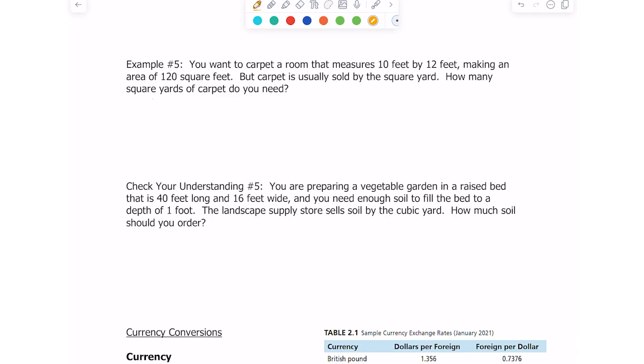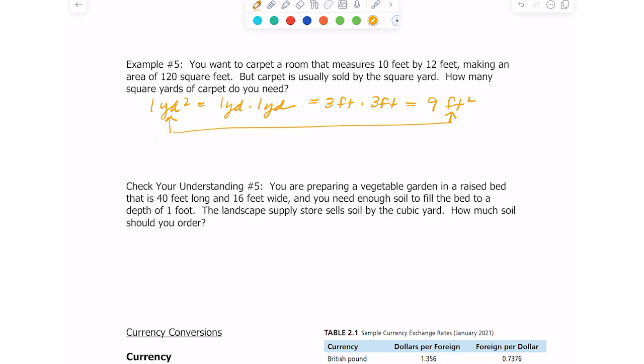Let's say you want to carpet a room that measures 10 feet by 12 feet, making an area of 120 square feet. But carpet is usually sold by the square yard. How many square yards of carpet do you need? Well, I know that 1 square yard, if I break it down, is really just 1 yard times 1 yard, just like in an earlier example, square feet was 1 foot times 1 foot. So it's a square that's 1 yard by 1 yard. Well, I also know that there's 3 feet in a yard. So really this is just 3 feet times 3 feet. And 3 times 3 is 9, and feet times feet is feet squared. So now I have a conversion. I know that 1 square yard is actually just 9 square feet.